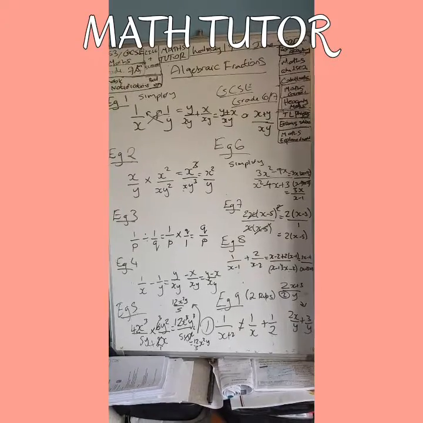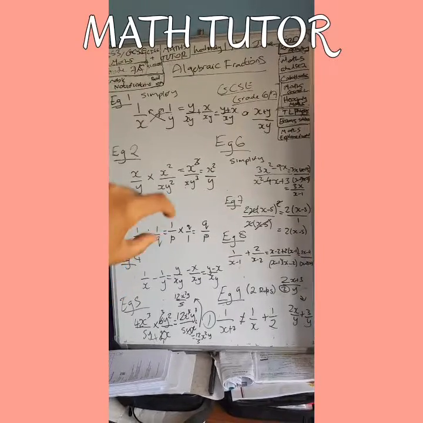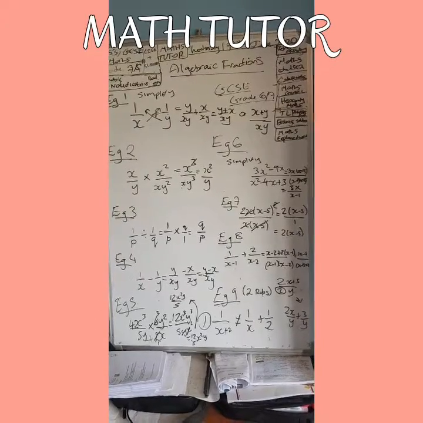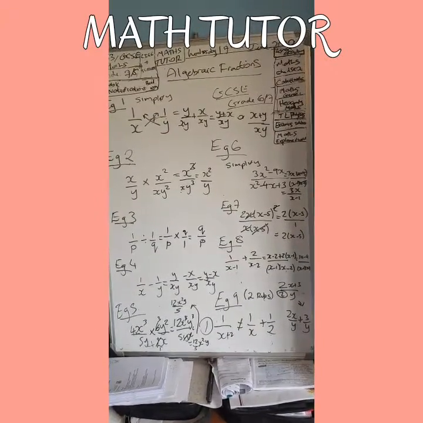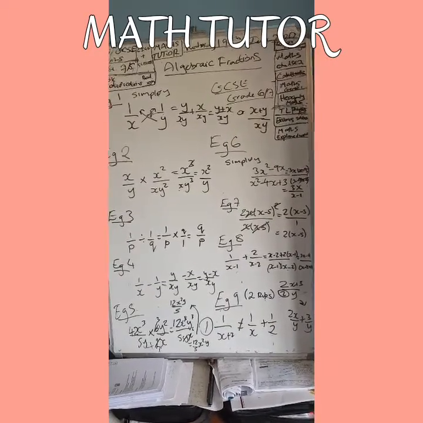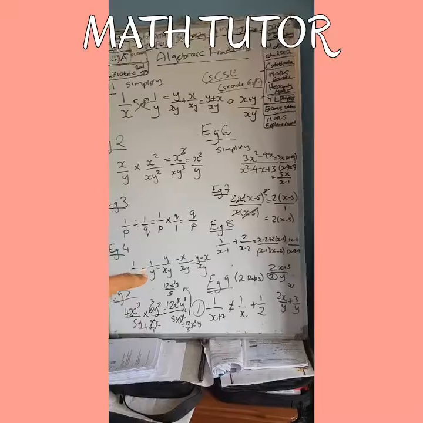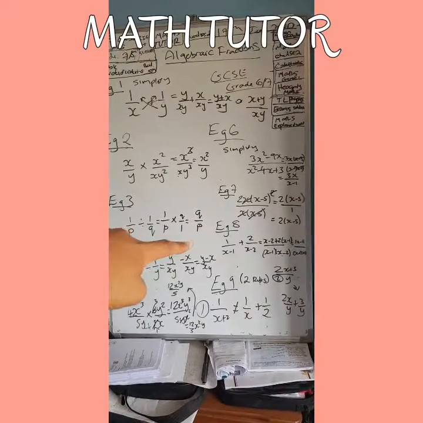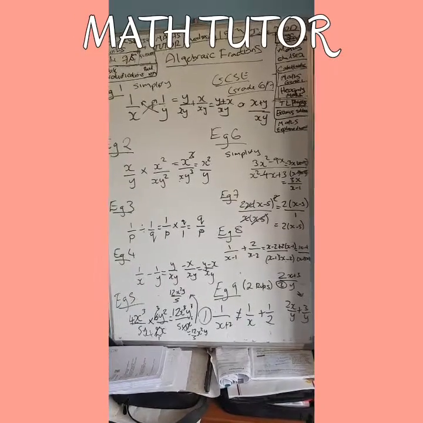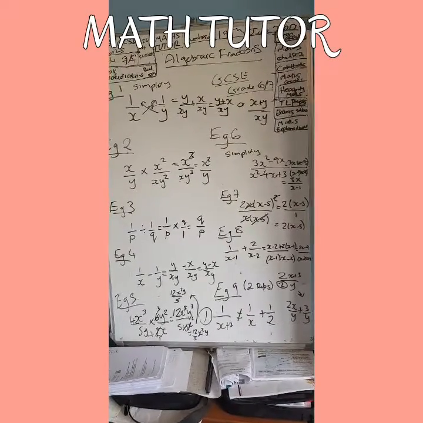Example 3: 1 over p divided by 1 over q. Dividing fractions, so I flip the second fraction and make it a multiply. So 1 times q is q, p times 1 is p, so I get q over p. Example 4: 1 over x minus 1 over y. Again, different denominators, so I find a common denominator, which is xy. So y times 1 is y, x times 1 is x, so cross multiply, I get y minus x over xy, or minus x plus y over xy. Either way is fine, and then that can't be simplified any further.